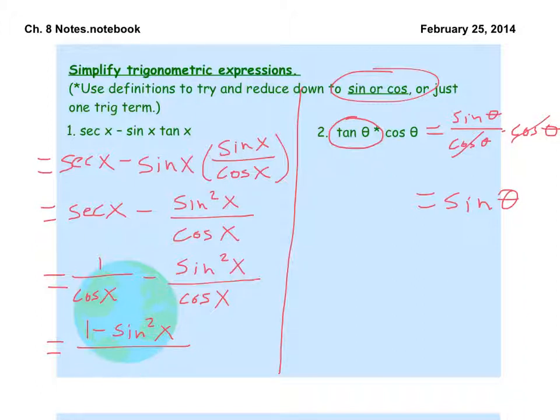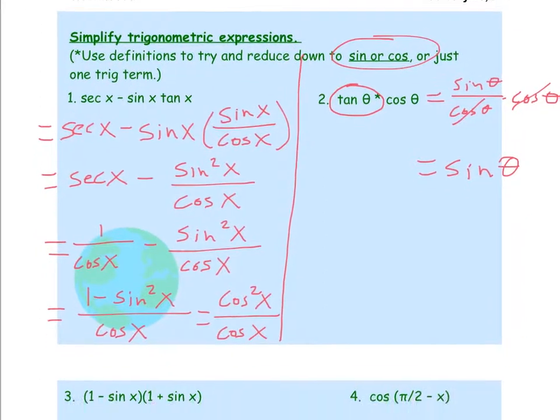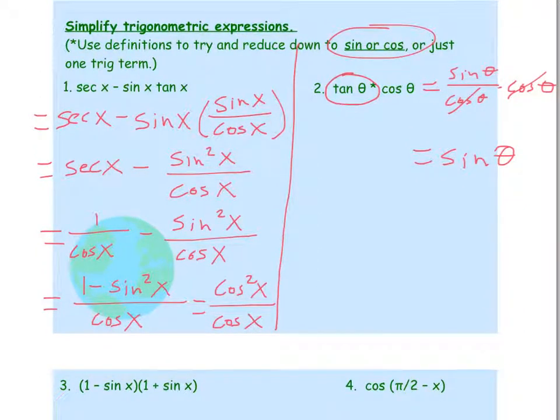The top part of this fraction should remind you of one of our identities because that equals cosine squared. Feel free to pause for a minute and look back at those notes to see that, yeah, that cosine squared is the same thing as 1 minus sine squared. And finally, cosine squared divided by cosine is just cosine of x. And we see that that whole thing, secant of x minus sine of x times tangent, that is the same thing as just cosine of x.